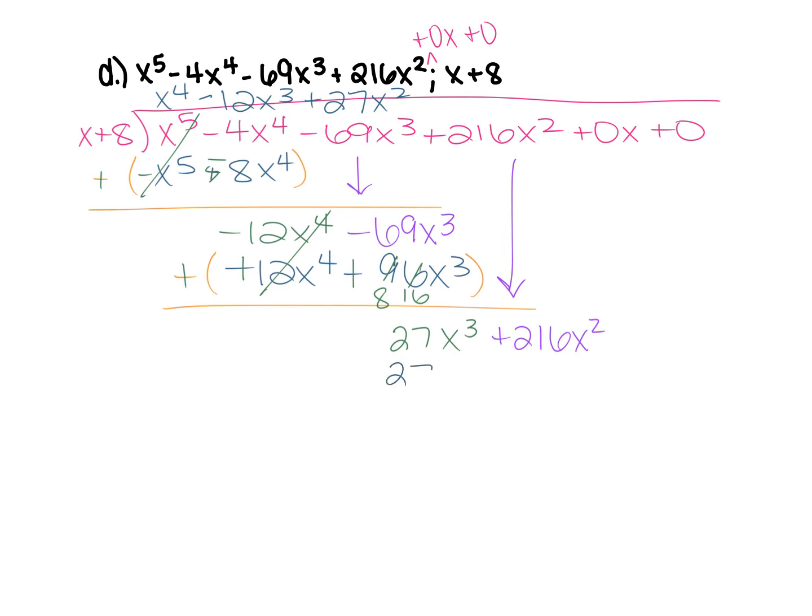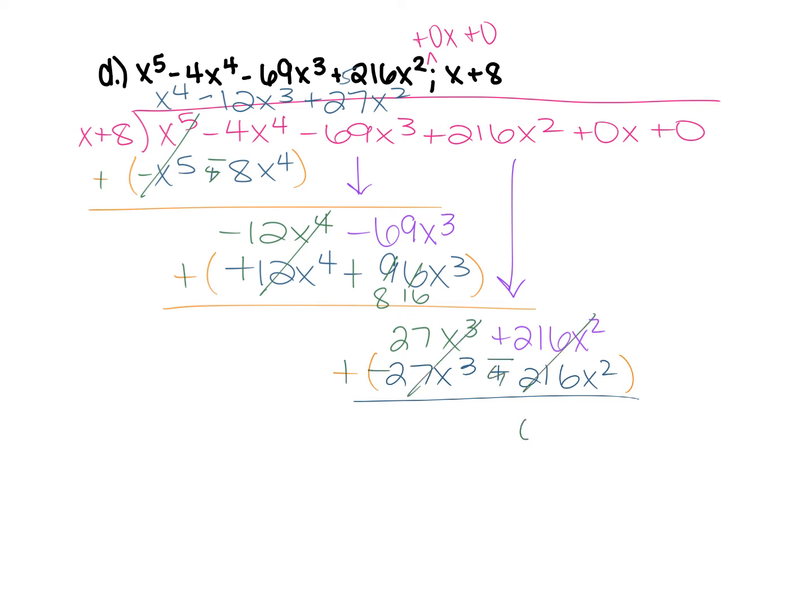So we multiply, we get 27x cubed. It's going to be a positive. Your 8 times 7 is 56. Your 8 times 2 is 16, plus 5 is 21. So then you subtract these. Distribute your sign.